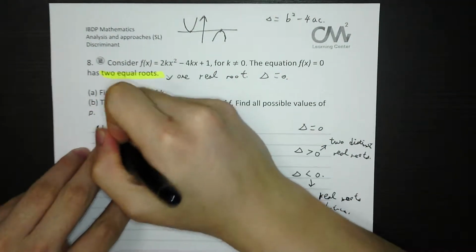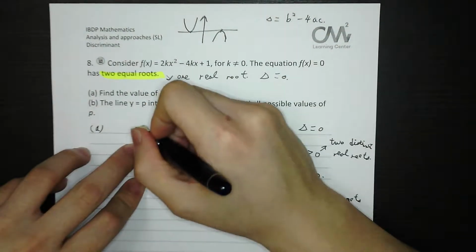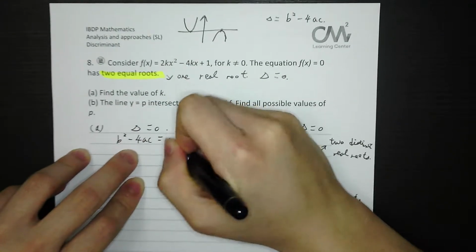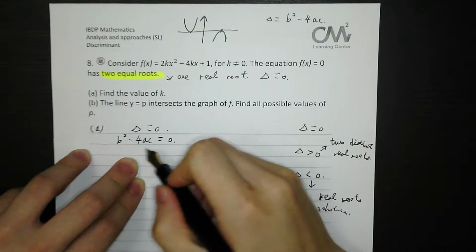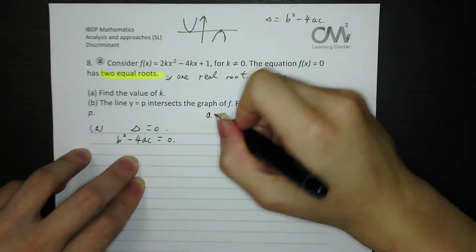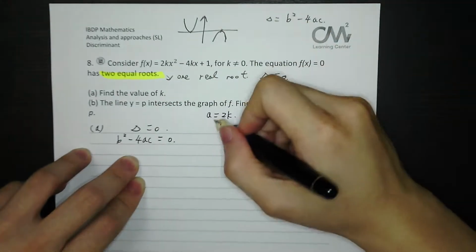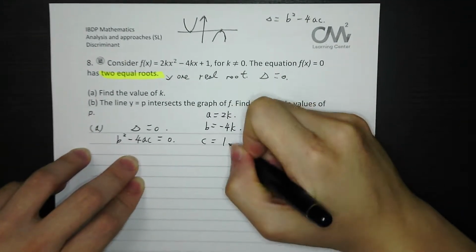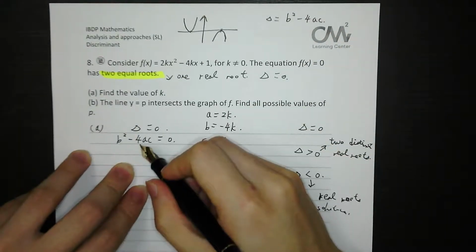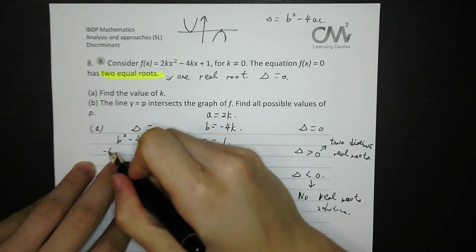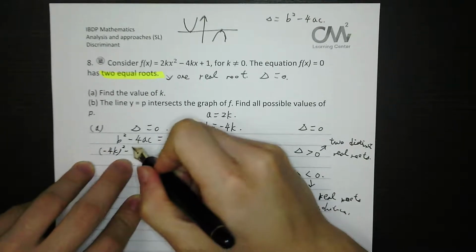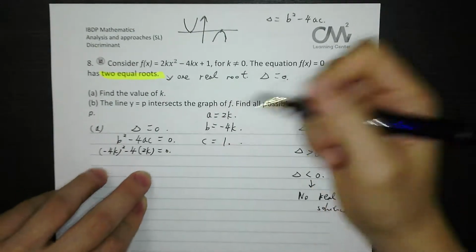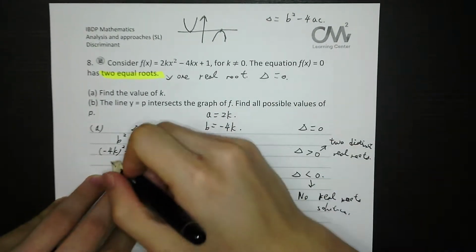So part A, find the value of k. We know delta equals 0, so b squared minus 4ac equals 0. Let's find what a, b, c are. a is k, b equals negative 4k, c equals positive 1. Then we can substitute back into the equation: b squared is negative 4k squared, minus 4 times a, which is k, times c, which is 1.